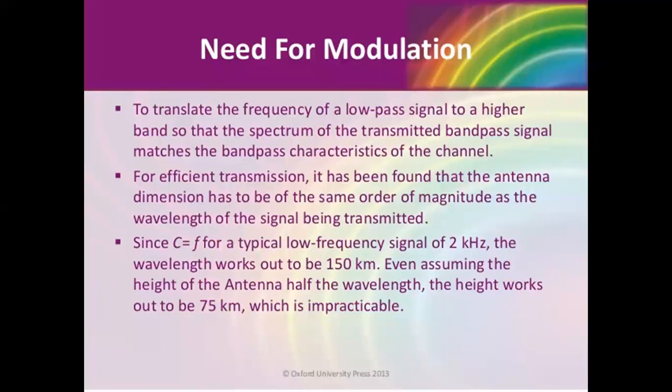For a low pass signal, a low frequency signal, and a high frequency signal, there is a relation. Lambda is proportional to the height of the antenna, and lambda is inversely proportional to the frequency. Now the frequency is high, so the length of the antenna is very low. Low antennas are practically feasible. High antennas are practically not possible. That's why you need modulation for conversion of low frequency to high frequency.